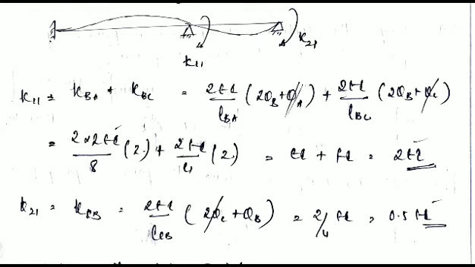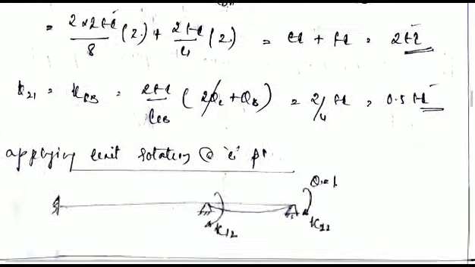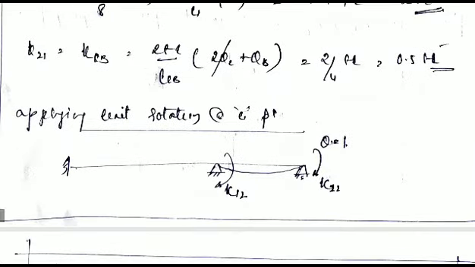So 2 EI divided by 4 into 1 for theta B. So 2 by 4 will be 0.5 EI as the stiffness of the second coordinate joint due to unit load applied at the first joint. So K21 equals 0.5 EI. Next step is to apply a unit rotation at C joint. You are applying a unit rotation at C joint.